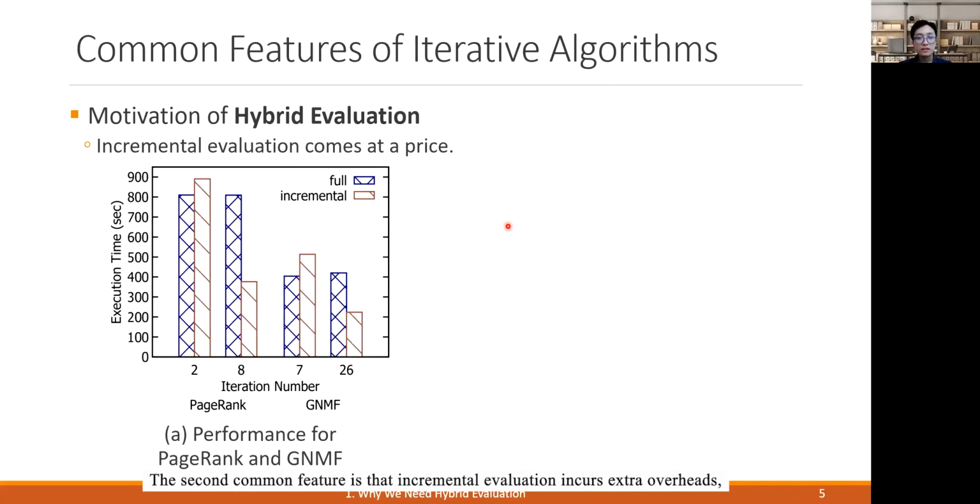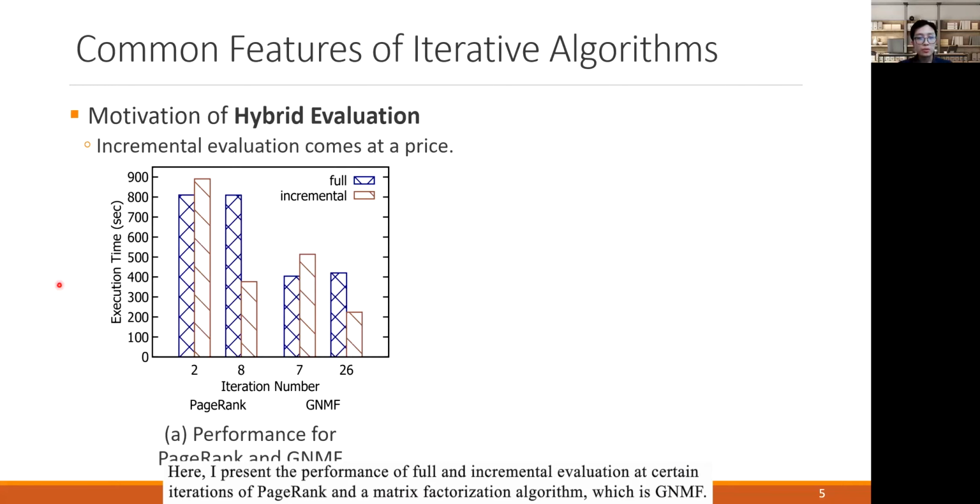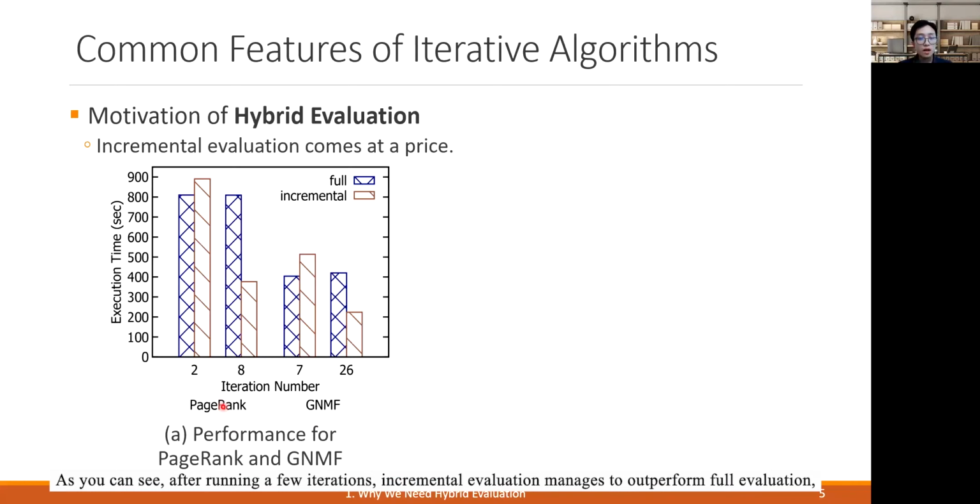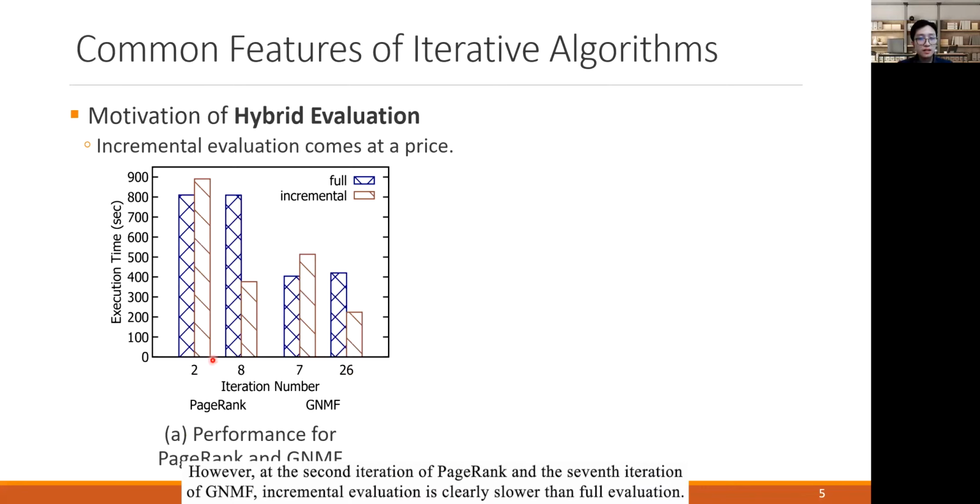The second common feature is that incremental evaluation incurs extra overhead, such as the computation of increments and the addition to the increment term. Here I present the performance of full and incremental evaluation at certain iterations of PageRank and the matrix factorization algorithm, which is GNMF. As you can see, after running a few iterations, incremental evaluation managed to outperform full evaluation. For example, at the 8th iteration of PageRank and the 26th iteration of GNMF. However, at the 2nd iteration of PageRank and the 7th iteration of GNMF, incremental evaluation is clearly slower than full evaluation.